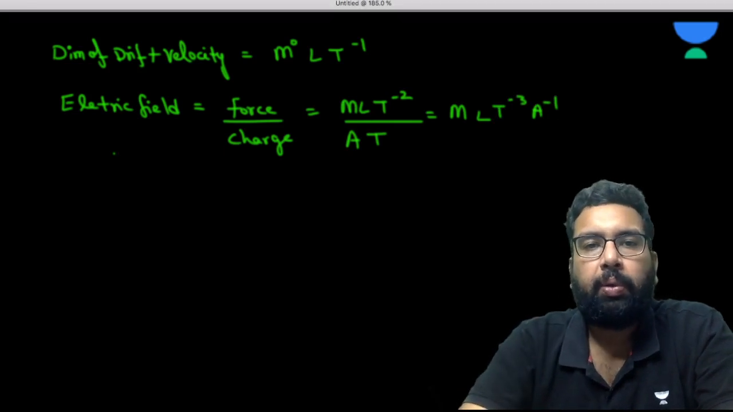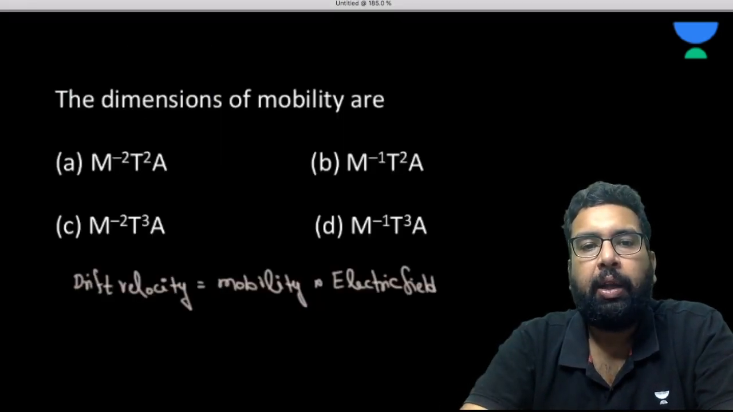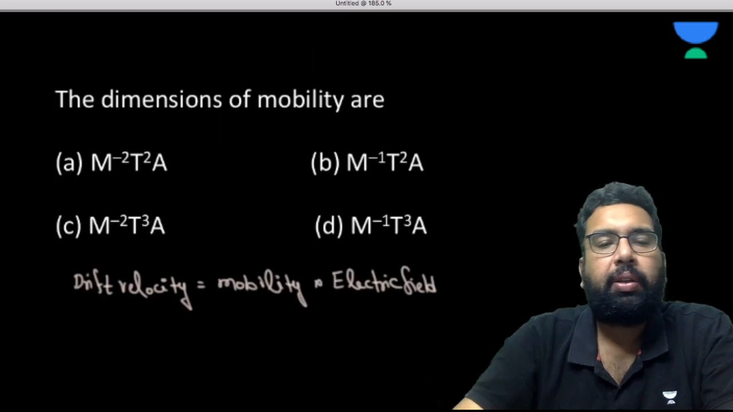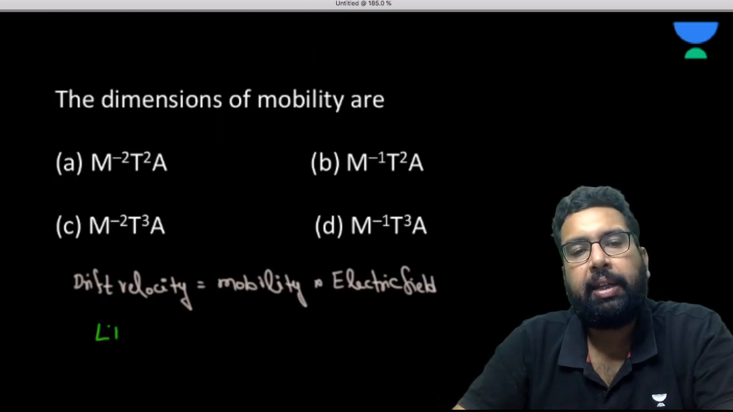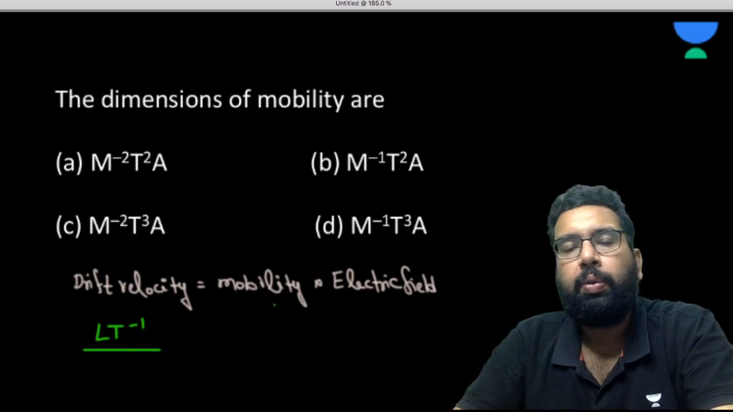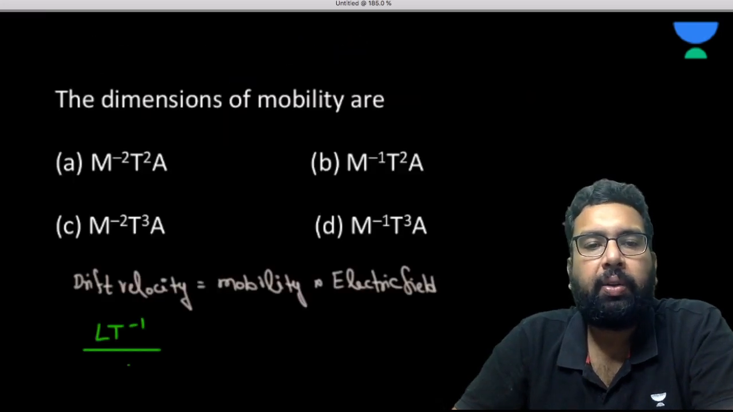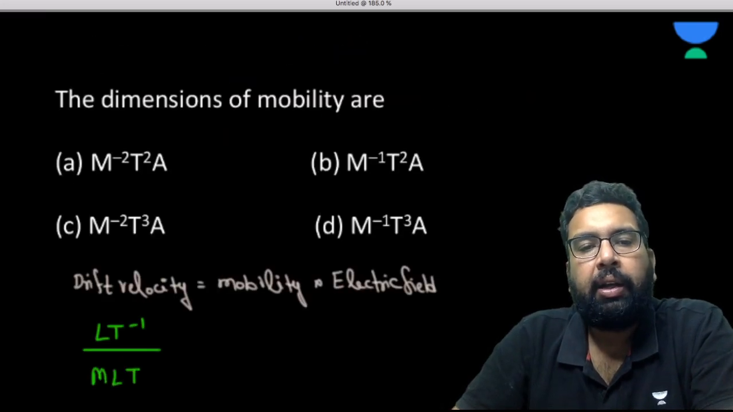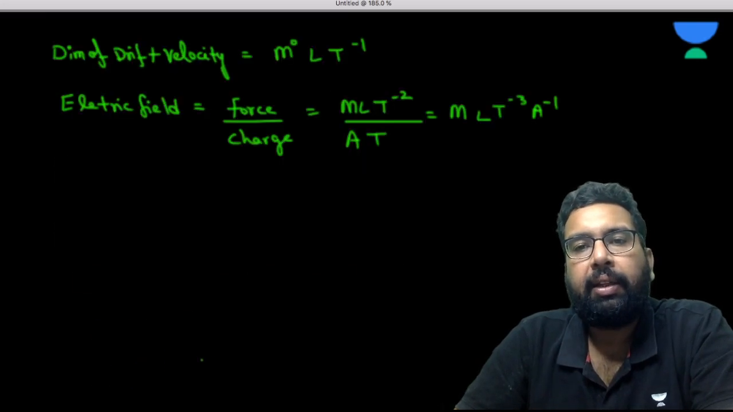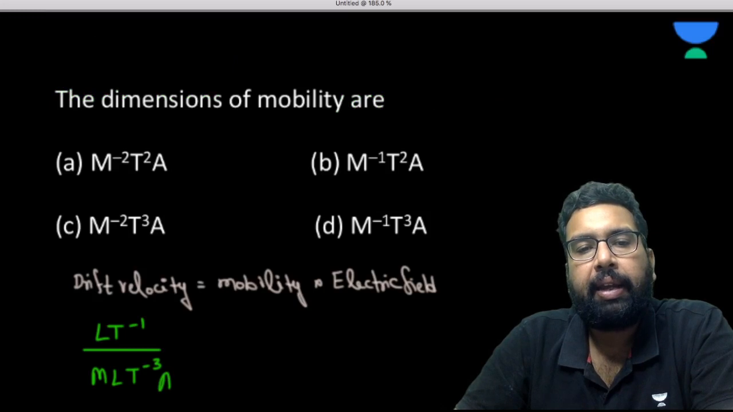So what is going to be the dimension of mobility? We can put the dimensions here. It is going to be LT minus 1 upon, so what is the dimension of the electrical field? It is MLT minus 3 A minus 1.